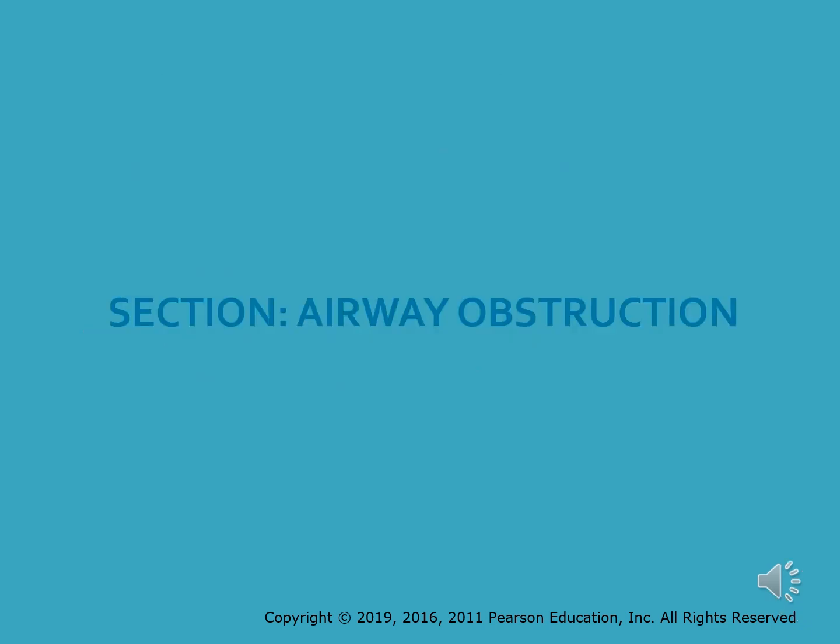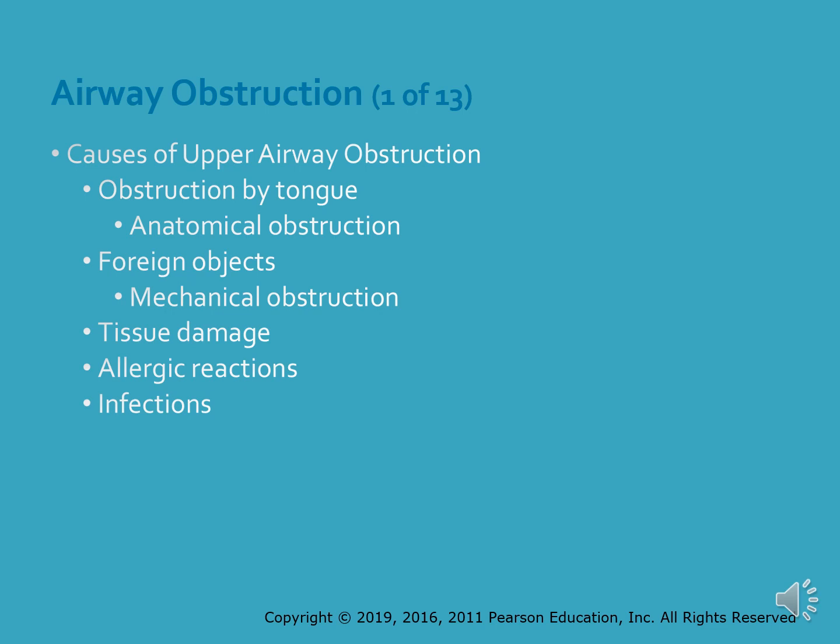In this section, we're going to talk about airway obstruction. The airway is divided into the upper and lower airways. The dividing line is the opening of the larynx, or the vocal cords. Lower airway obstructions are difficult to manage and often require advanced training. You will be able to assess and manage most upper airway obstructions.